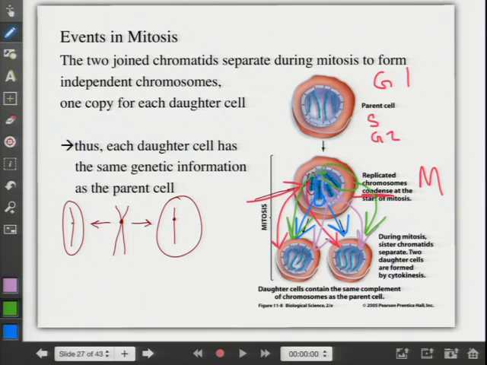Okay, didn't know we were doing sex ed. So excited. I have no idea. Oh, we were talking about chromosomes, right?